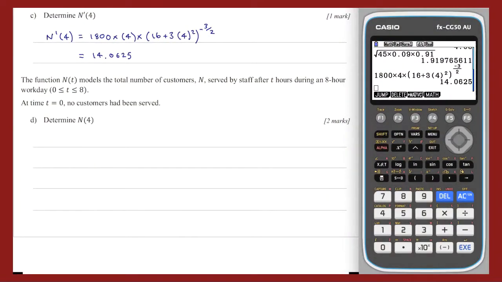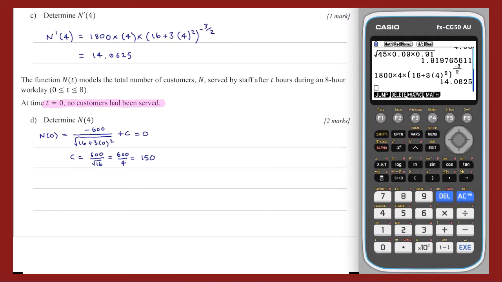Part D. Our expression for n of t, as found in Part B, includes c, the constant of integration. The value of this constant can be found using the information provided about the function. In this case, the fact that n of 0 equals 0. Based on this, we can write the following. Hence, c equals 600 divided by the square root of 16, which is 150.